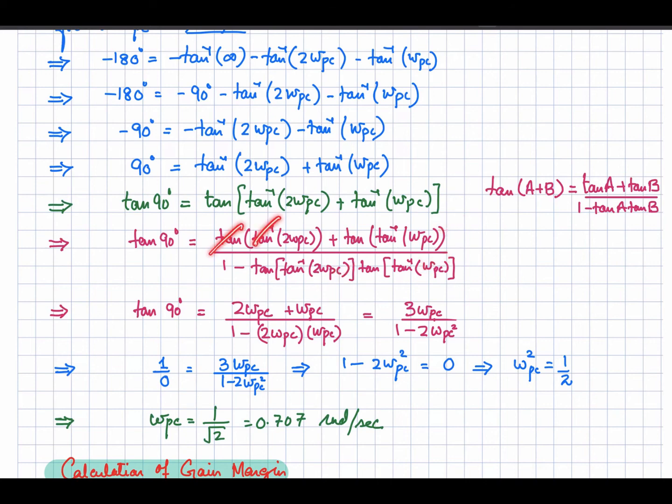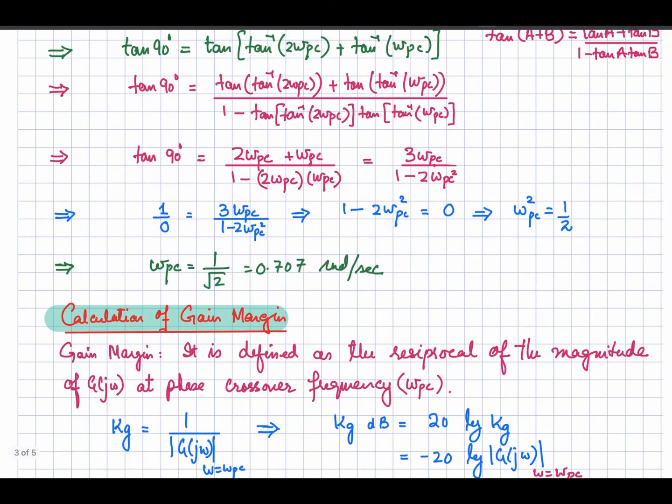So these will be cancelled out, you will be left with 2 omega pc, and similarly this will be cancelled out, omega pc, and this will be giving you this term, and this will be cancelled out, and you will be left with omega pc. Okay, so this can be written like this, and tangent 90 I can write it like that, because this is equal to infinite, so I can write it as 1 by 0. So 1 by 0 equal to this term, and by cross multiplication I am going to get this one. So omega pc square is equal to 1 by 2, and omega pc is equal to 1 by root 2, that is 0.707 radian per second. So the phase crossover frequency for your system is 0.707 for this transfer function.